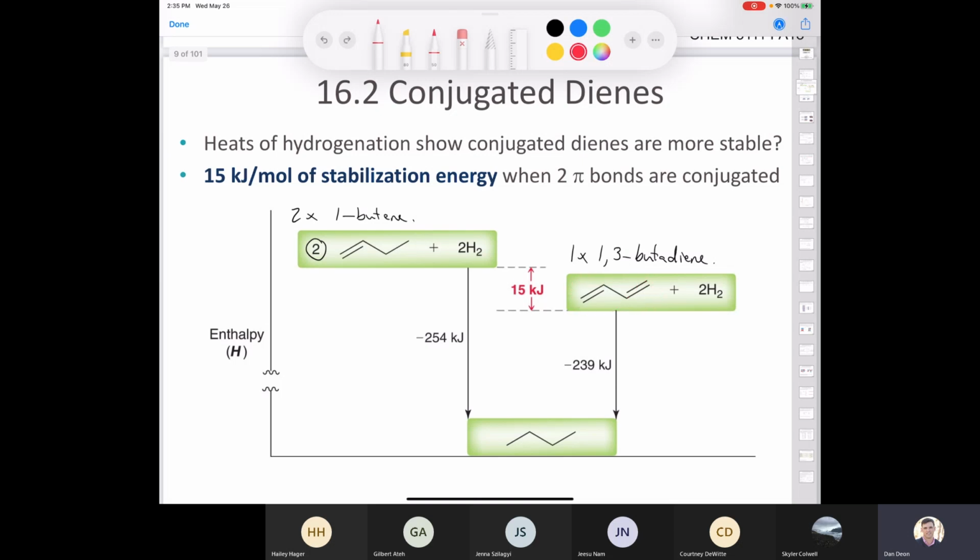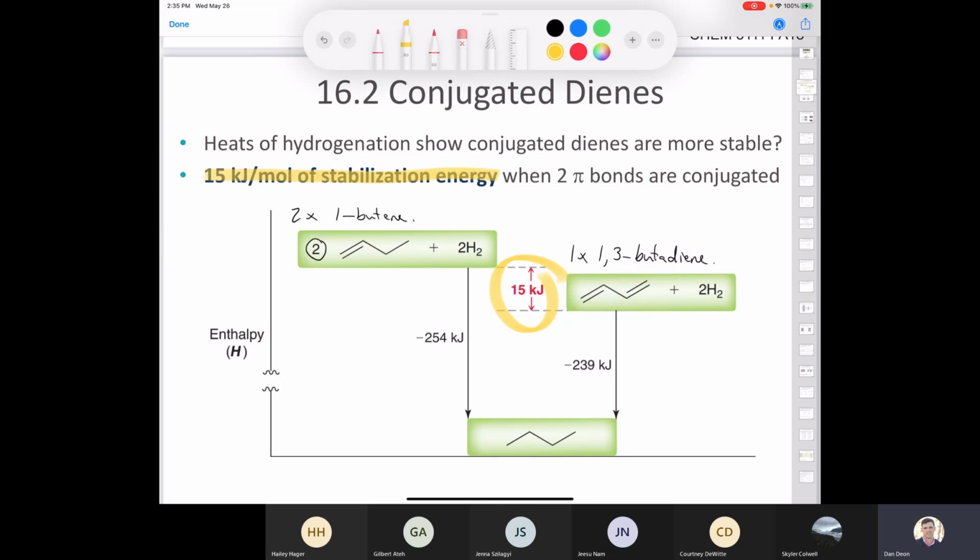So presumably they should release the same amount of heat, because either way, all you're doing is hydrogenating 2 double bonds. But you notice that the amount of heat released upon the hydrogenation of 1,3-butadiene is less. It only releases 239 kilojoules per mole compared to 254. That's a difference of 15 kilojoules per mole. So if you're wondering what the take-home message is, the 1,3-butadiene molecule is more stable than the 1-butene, and the amount of stabilization is 15 kilojoules per mole.